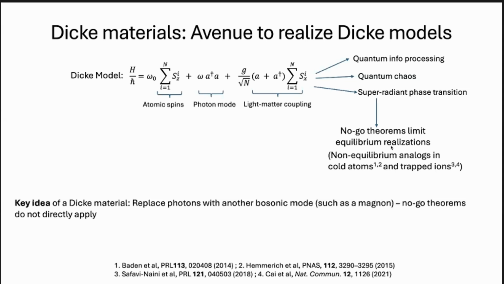So the key idea of this Dicke material is essentially that if we can replace this photon mode with a different bosonic mode, for example, in this case, magnons, then this no-go theorem does not directly apply. That gives us hope that maybe in a solid-state system, one can realize these Dicke model superradiant phase transitions in equilibrium. So that's the idea.